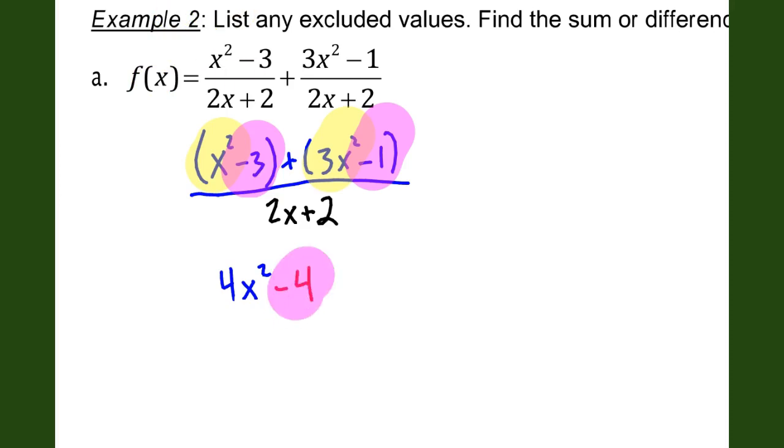Right? So you can see I'm just combining like terms. They have the same exponent and variable. And of course, the denominator is identical. So that's it. That's as far as you can go for the new part. You can't add or subtract anything else.